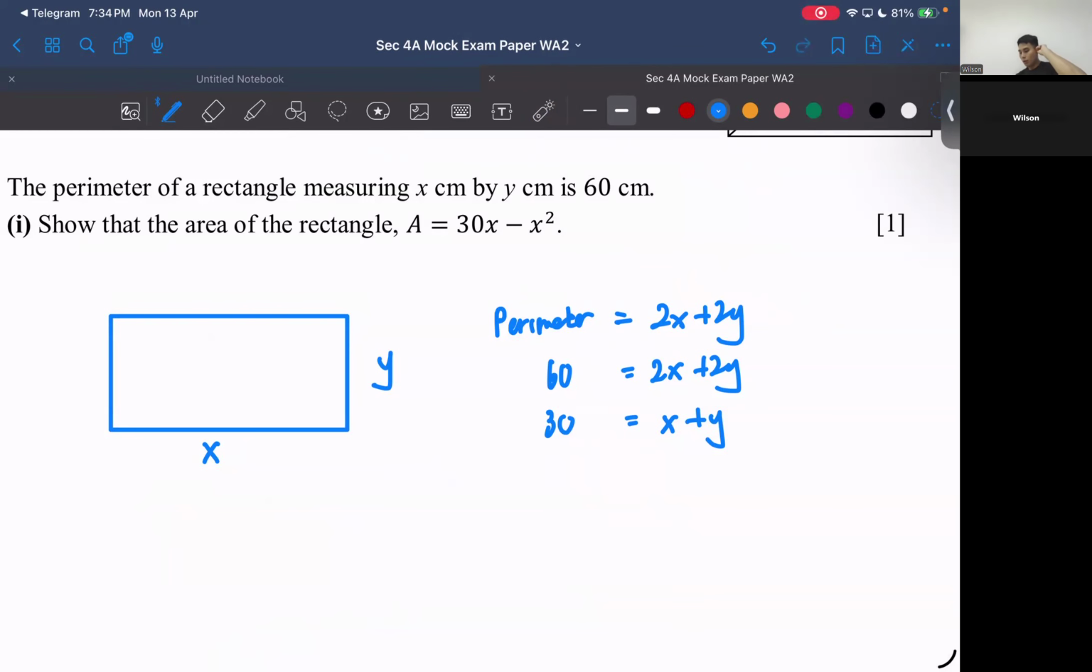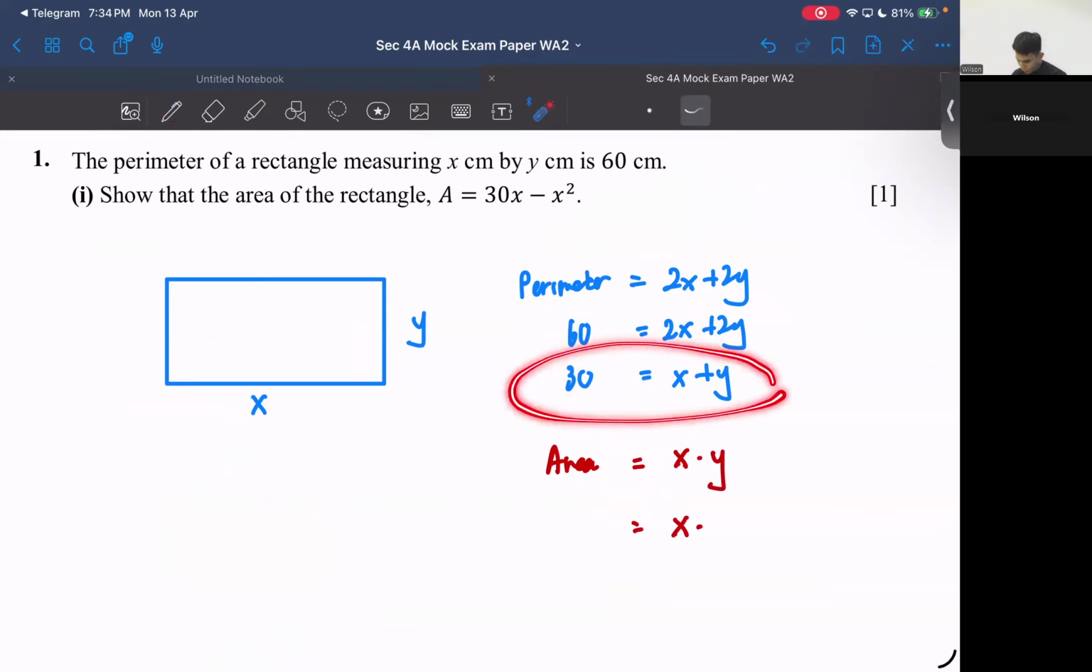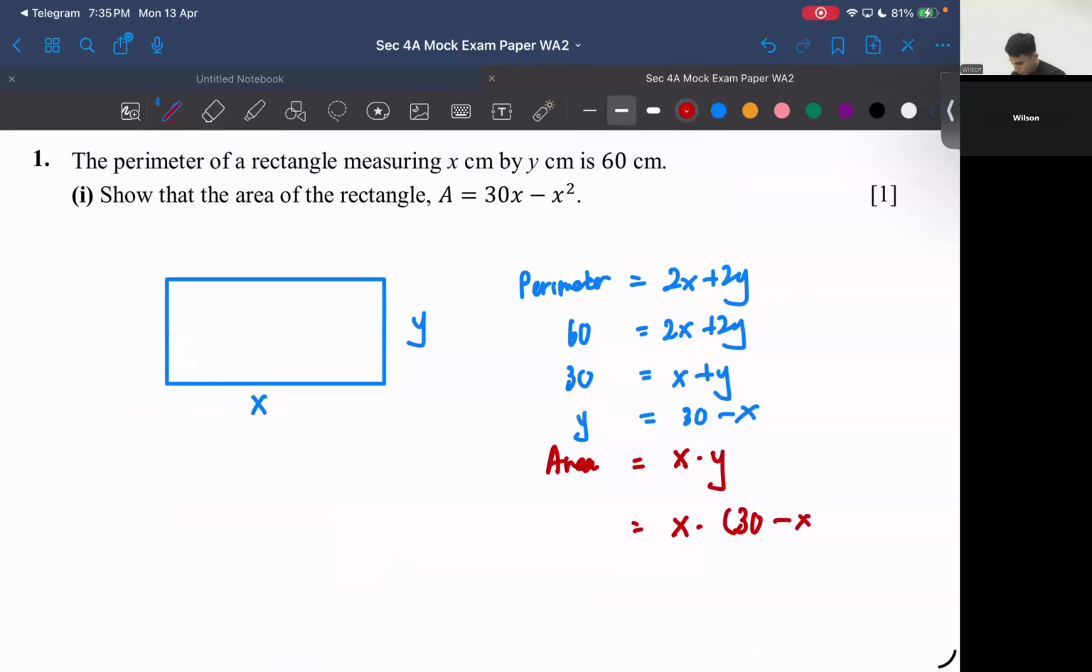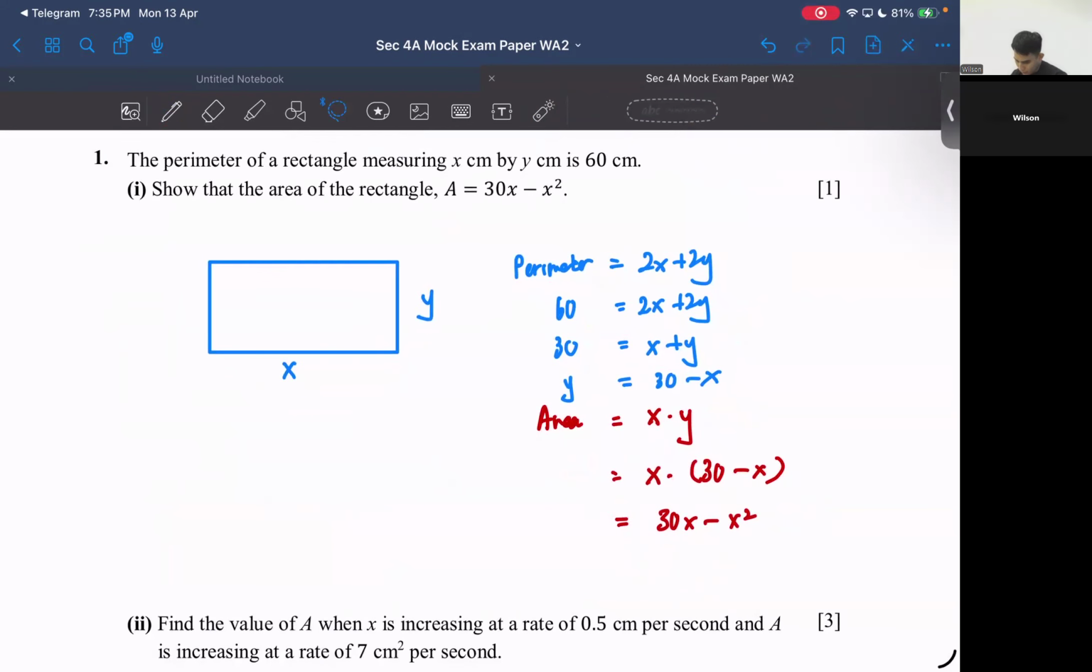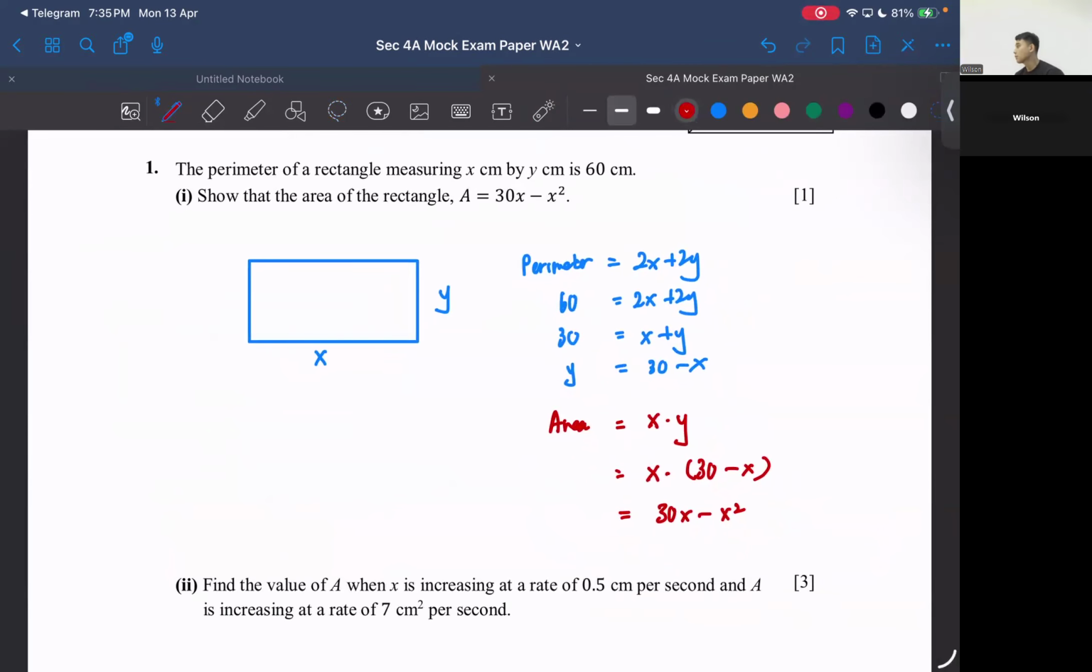Now, what should I do next? Can we agree area is x times y? We need to rearrange this. I need to make y the subject, so y equals 30 minus x. So A is x times 30 minus x, which is 30x minus x squared. This is the area. Easy stuff. This one just copy down.